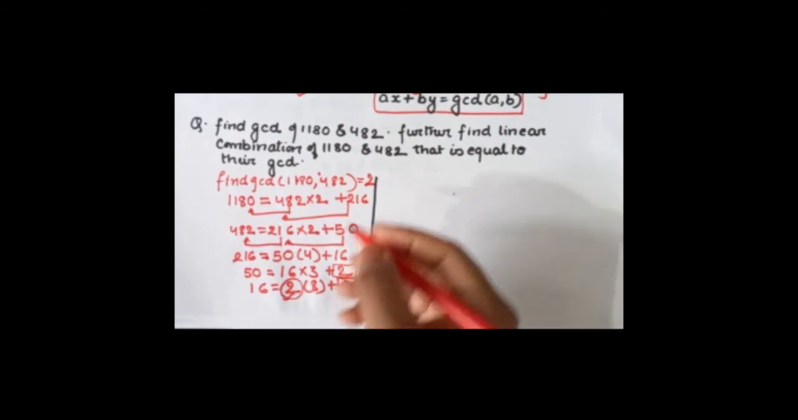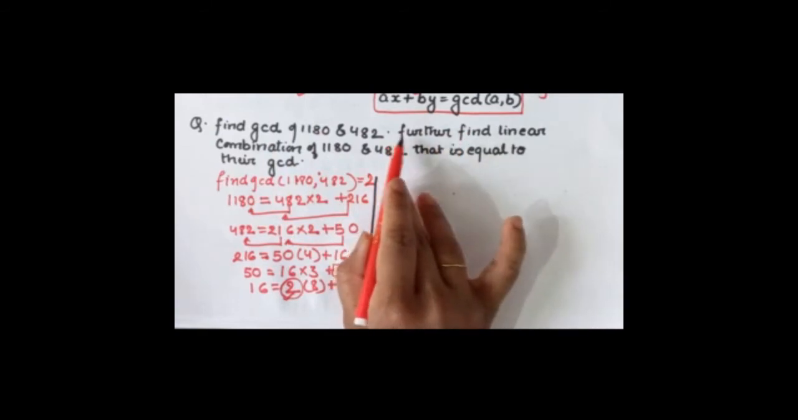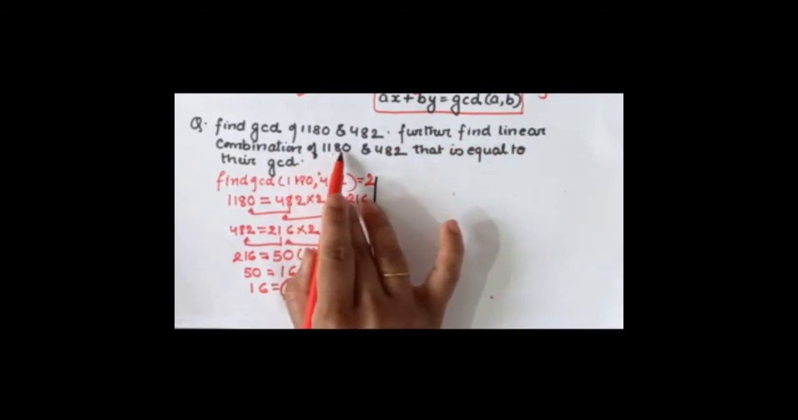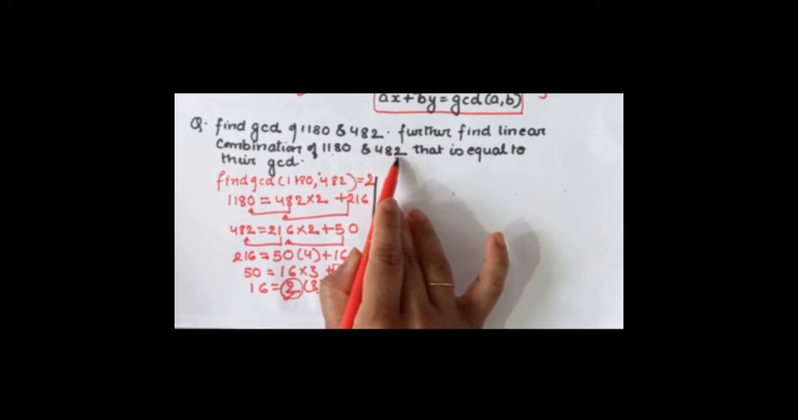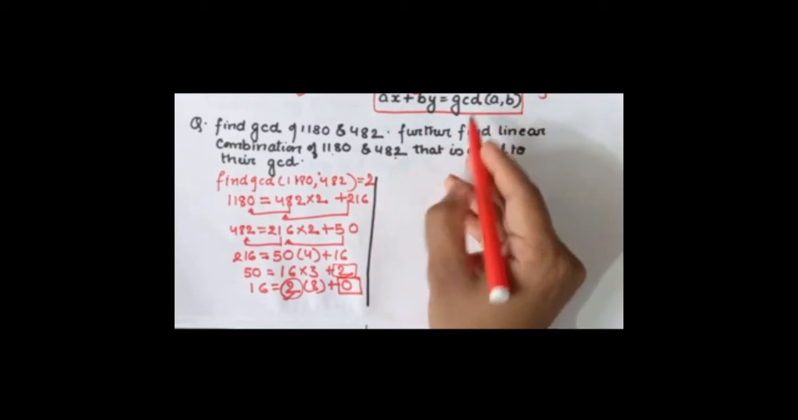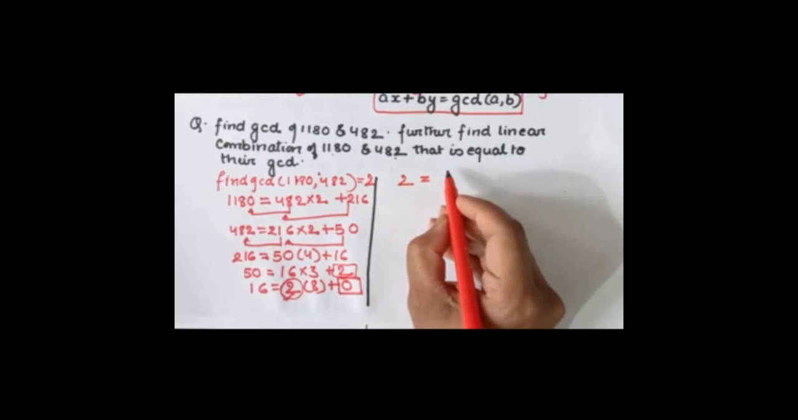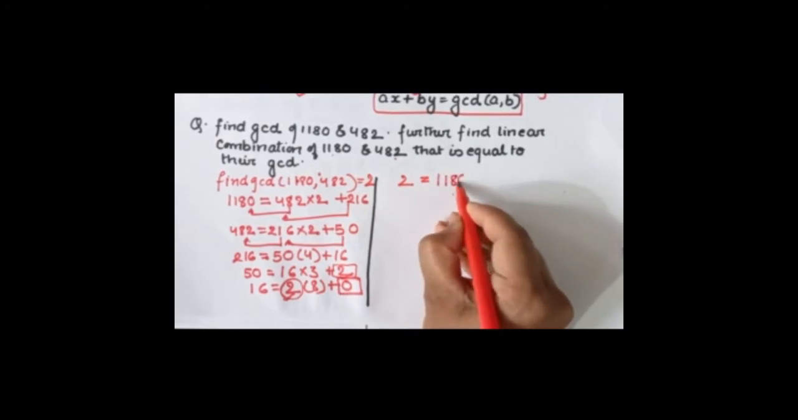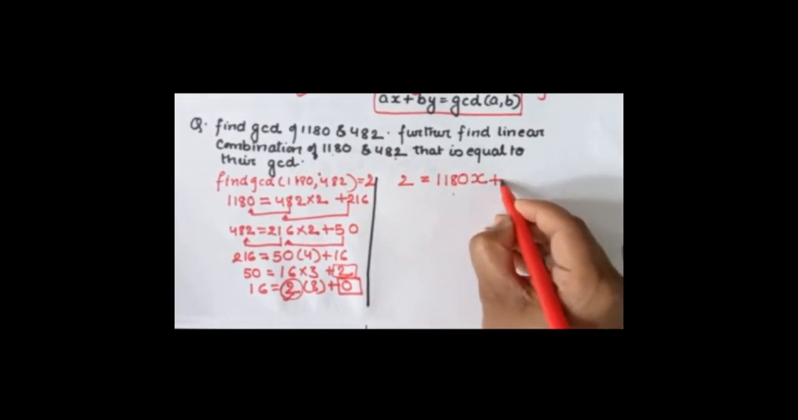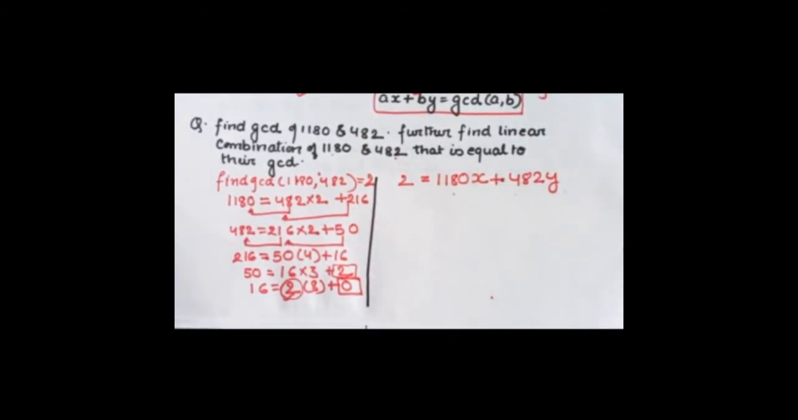Okay, now for finding out linear combination, what do I have to do further? I have to find out linear combination of 1180 and 482. What am I supposed to do here? I am going to pick up this equation and write down my values. GCD is 2 here, as I have found out. And after writing GCD, 1180x plus 482y, right? So this is my linear combination. And here what am I supposed to find out? I am supposed to find out the value of x and y.